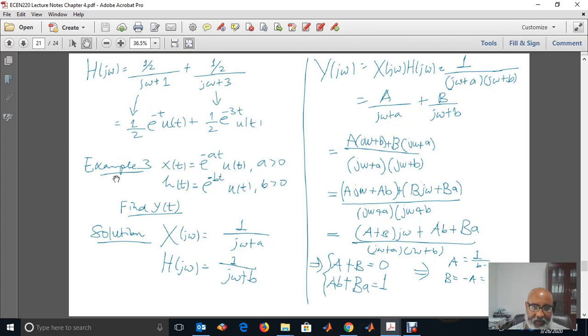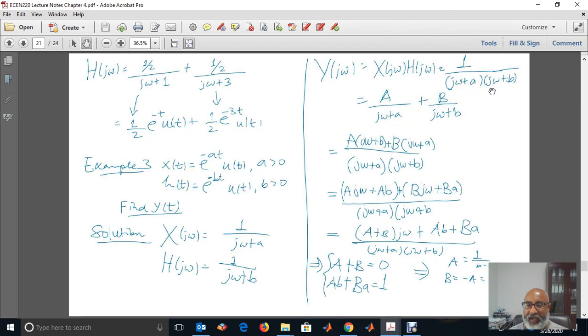Now, let's have another example. Let x of t be e to the power of minus at u of t, a greater than 0, and h of t be e to the power of minus bt u of t, b greater than 0. Find y of t. So what are the steps? Change x of t to X of j omega, change h of t to H of j omega. So X of j omega is 1 over j omega plus a, H of j omega is 1 over j omega plus b, and I have here Y of j omega equal to X of j omega times H of j omega.